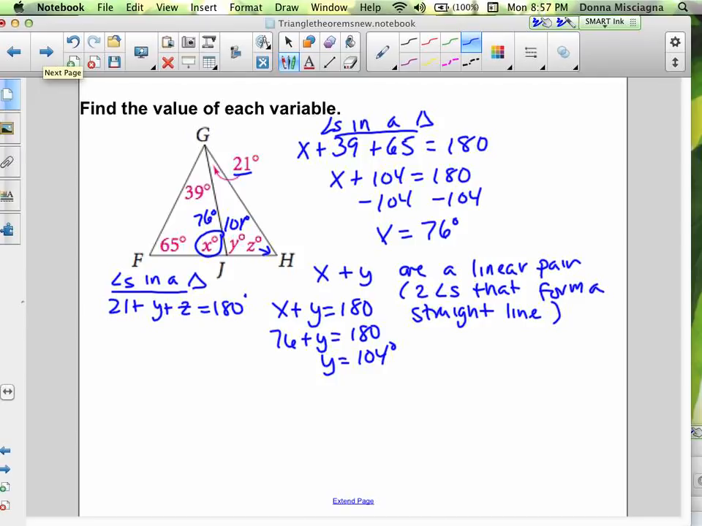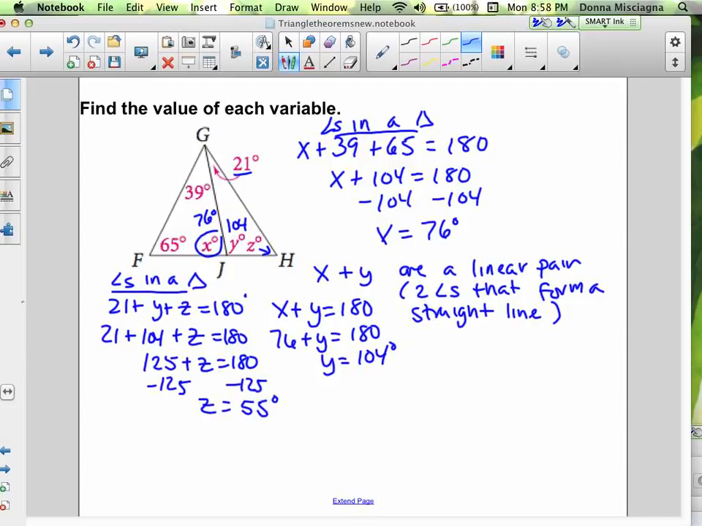All right, so now we can substitute 21 plus y was 104. Although I have to say this 104 up here looks a little bit like a 101. So maybe we should make them look more like a 104. And then plus z equals 180. 21 plus 104 is 125. And so if we subtract 125 from both sides, we'll find out that z is equal to 55 degrees.